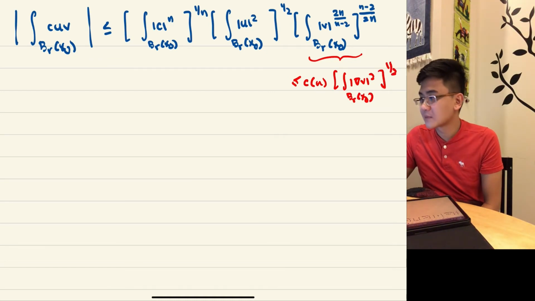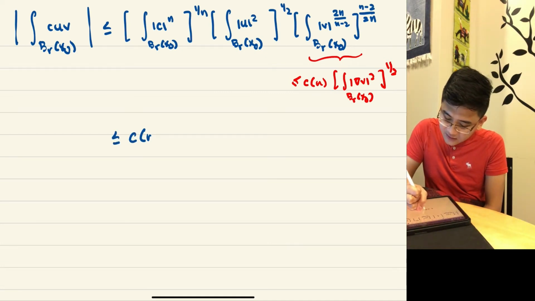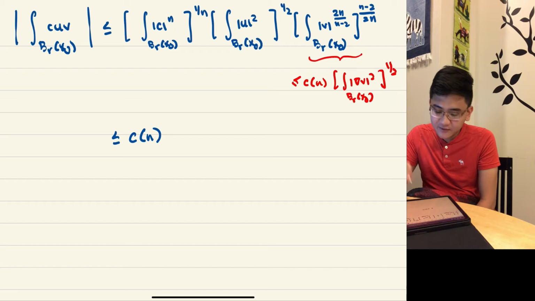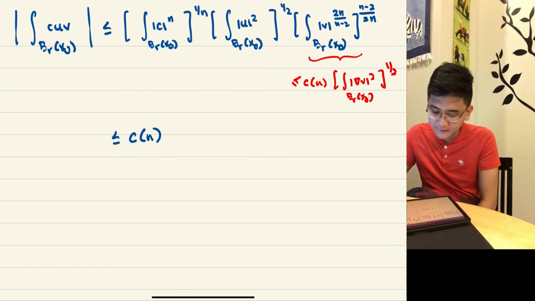So this is less than or equal to some constant C dependent on n. This C is different from the C here.